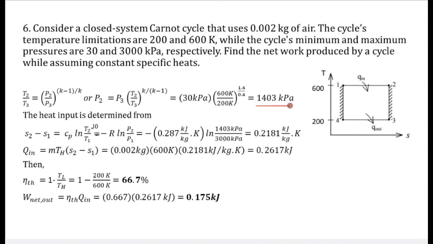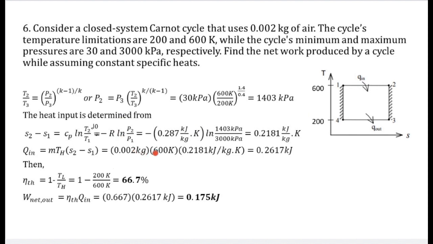The heat input, we have this entropy change, and just copy the value of R and the pressure here, the pressure 2 and the given pressure 1. So calculating this, we have this final answer 0.2181 kilojoule per kilogram Kelvin. Because of that, we'll get the heat added by this equation, the mass times the maximum temperature times the entropy change.